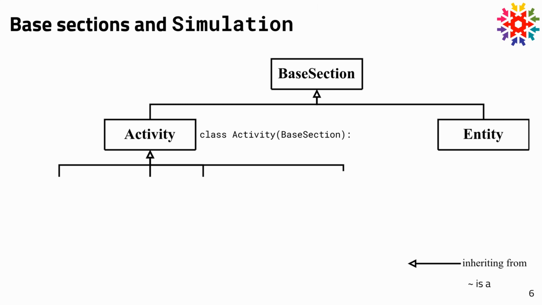And in the Python sense, it means that you have a class, and then you define that class, and it's inheriting from that other class. In this example, activity is inheriting from base section, and it's inheriting all the attributes and all the functions that I defined above. And you can overwrite them, and you can reuse them, and so on.